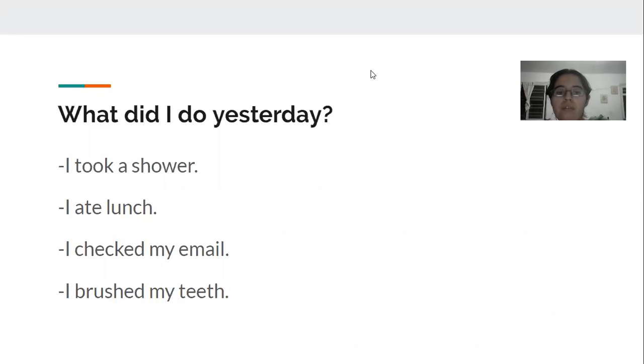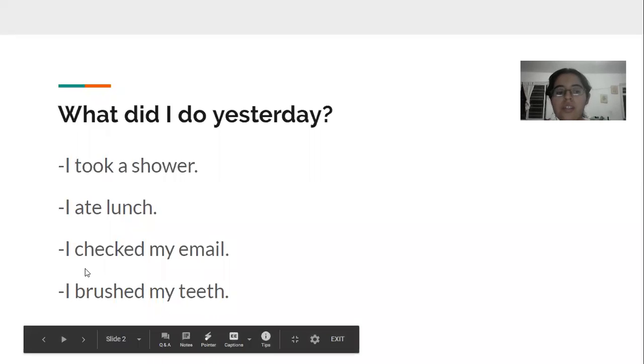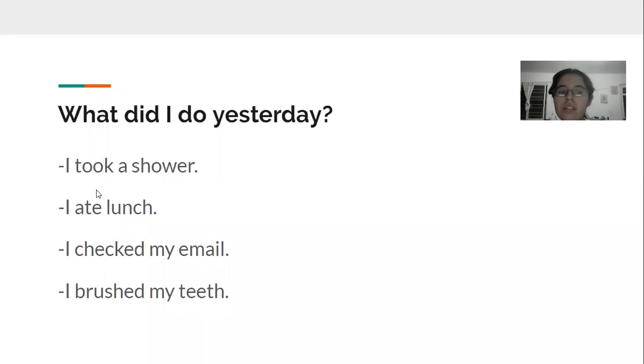So, if we notice, all of these sentences are in the simple past because the simple past, we use it when something happened in the past and it finished in the past. So it would be the simple past: took, ate, checked, and brushed. Those verbs are in the simple past.